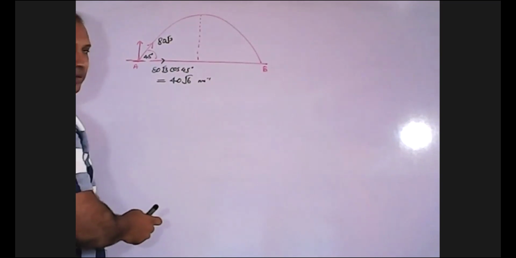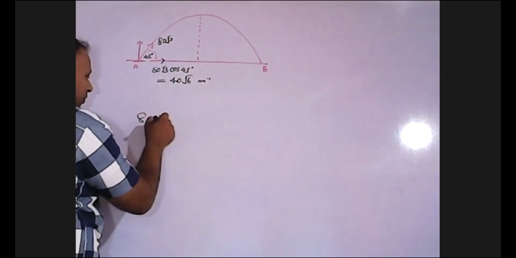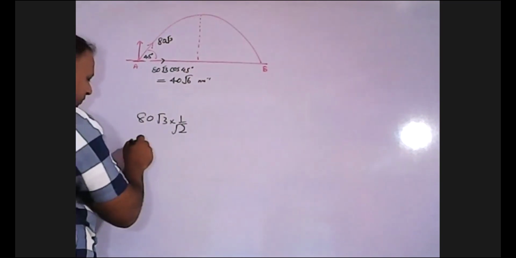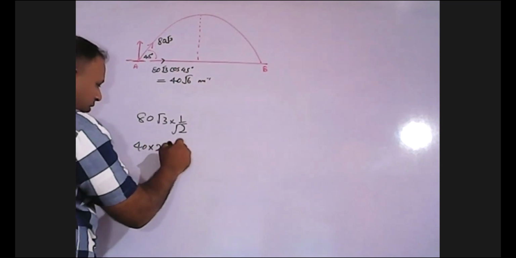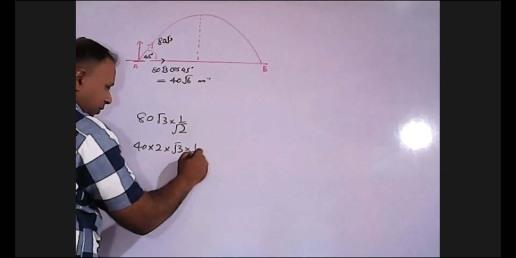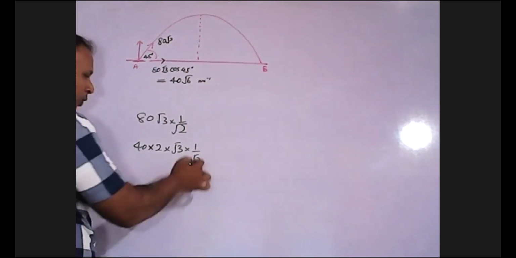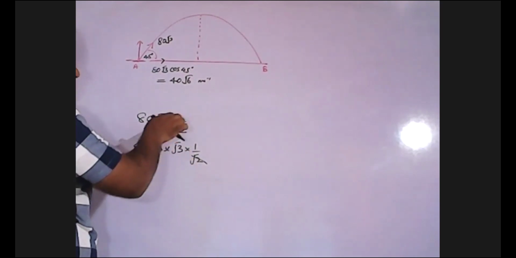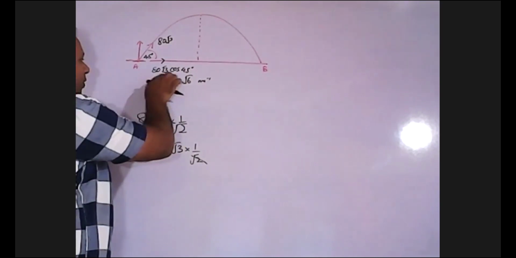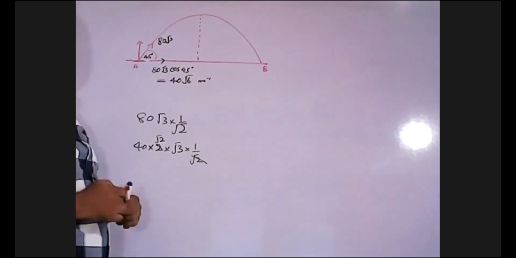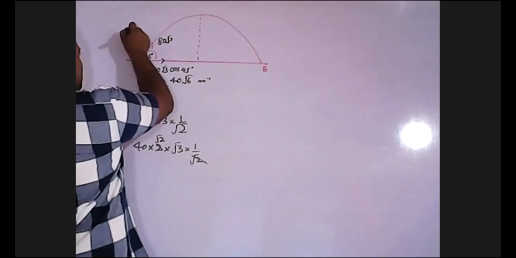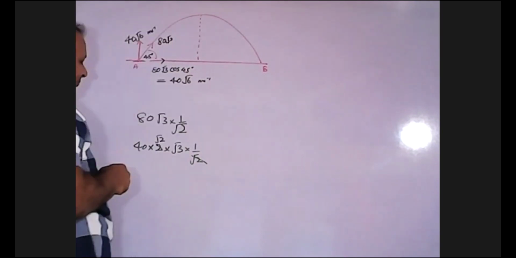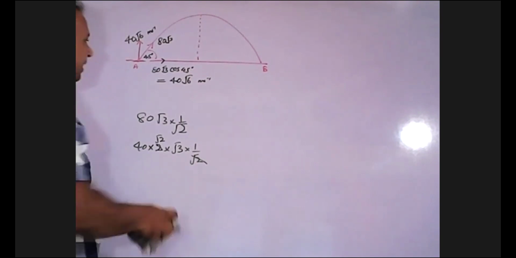40 times root 6 means 80 root 3 into 1 over root 2. So 80 means 40 times 2 into root 3, 1 over root 2. So root 2 and 2 will be cancelled out, that is root 2. So root 2 into root 3, that is root 6. Therefore, 80 root 3 cos 45 is equal to 40 root 6. Therefore, this side also is equal to 40 root 6 m s^-1. Right? Okay.